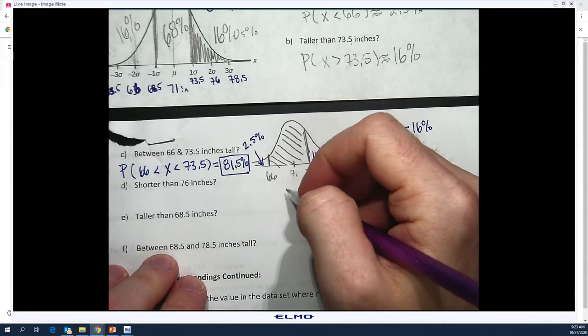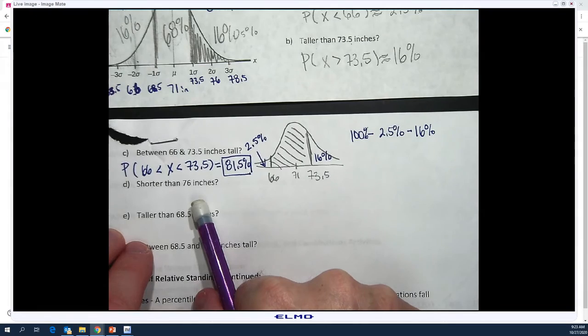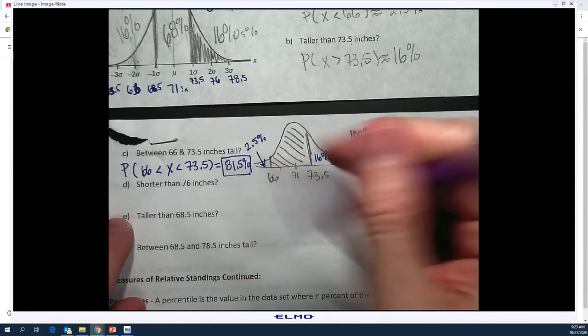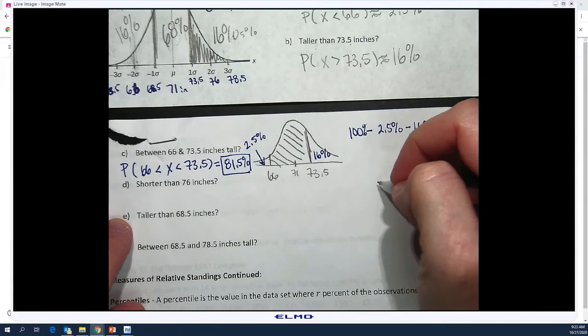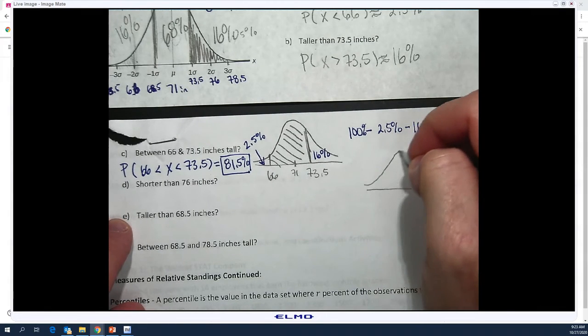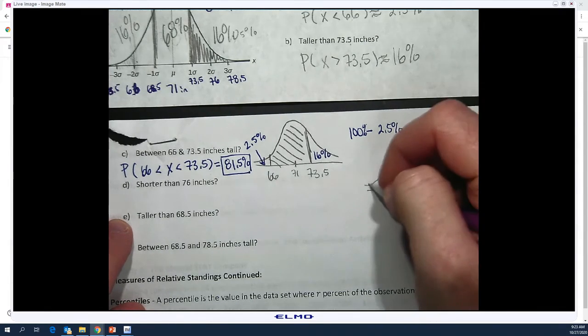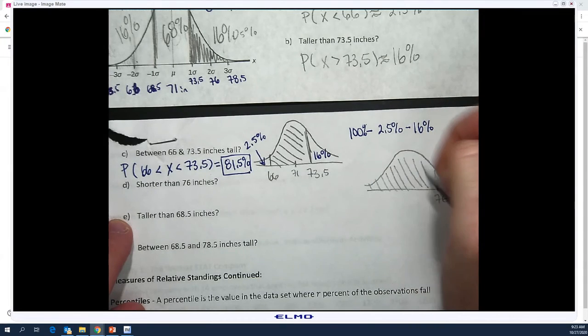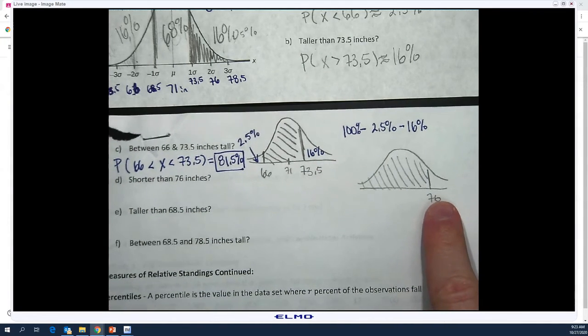So shorter than 76 inches. So this one, I feel like we can do pretty quickly. 76 is right here. So let me draw a curve. Want to get shorter than 76, so I draw this curve. I really do recommend drawing the curve and shading it in like this, I feel like it helps a ton.